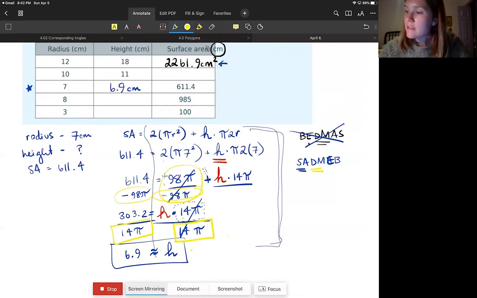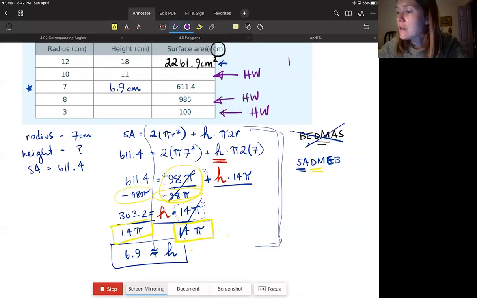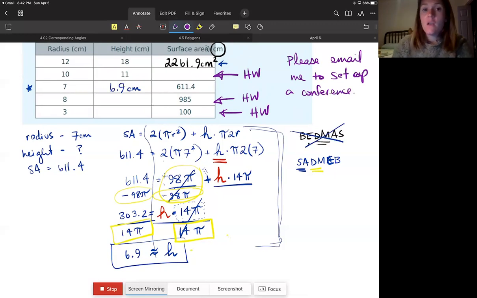Your homework tonight is to solve these 3 problems. Please email me to set up a conference. Okay? Please email me if you're having trouble. I can help, okay? Good luck. Let me know how this is going, and I hope to talk to you guys soon, okay?